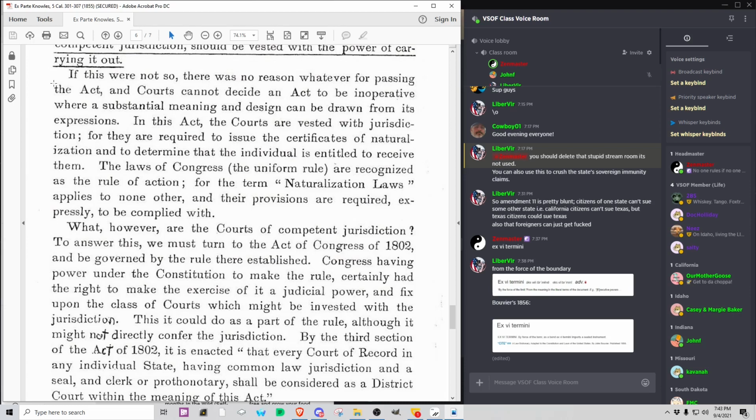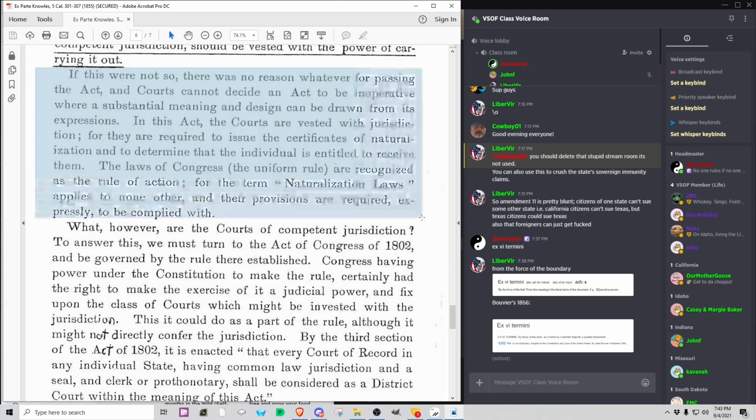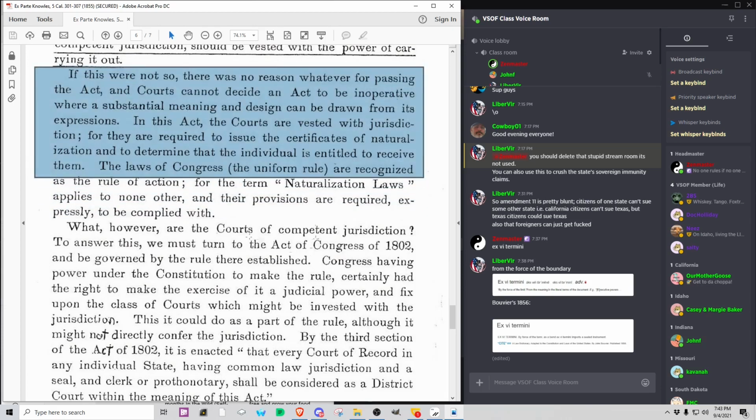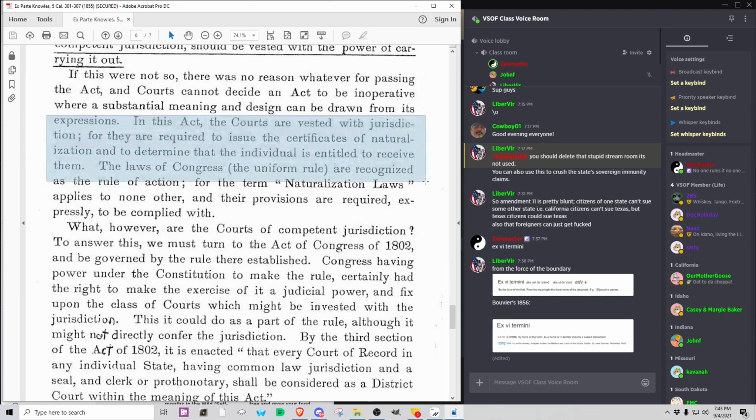This is where I want to pause here and get into the remedy. Now that we know all this, and this specific part right here, just this sentence literally, from here to here: in this act, the courts are vested with jurisdiction, for they are required to issue the certificates of naturalization and to determine that the individual is entitled to receive them. Okay, what courts? State courts. What specific kind of state courts? Courts of record. Common law courts of record.